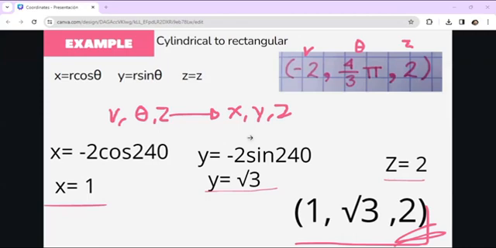And y is equal to square root of 3, and c is equal to 2. And as a result we have 1, comma, square root of 3, comma, 2. And continue with the exercises.